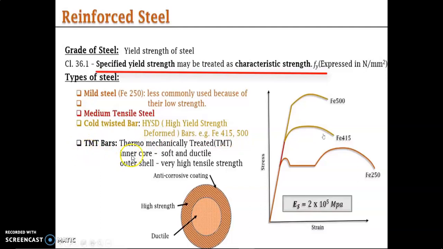And TMT bars, thermomechanically treated bars. In these bars, the inner core is soft and ductile and the outer shell is of very high tensile strength. This bar is well protected for fire resistance and is anti-corrosion.